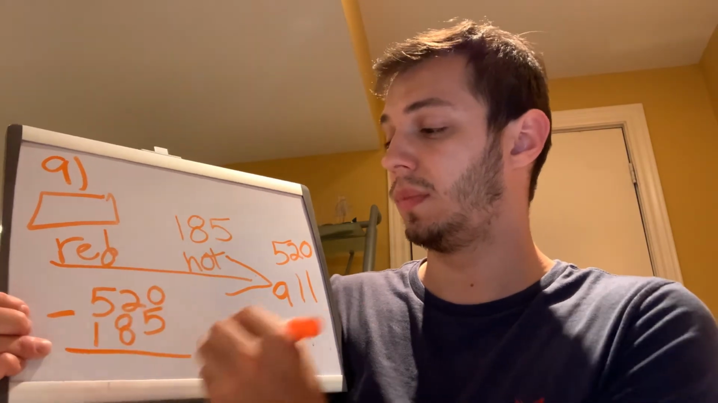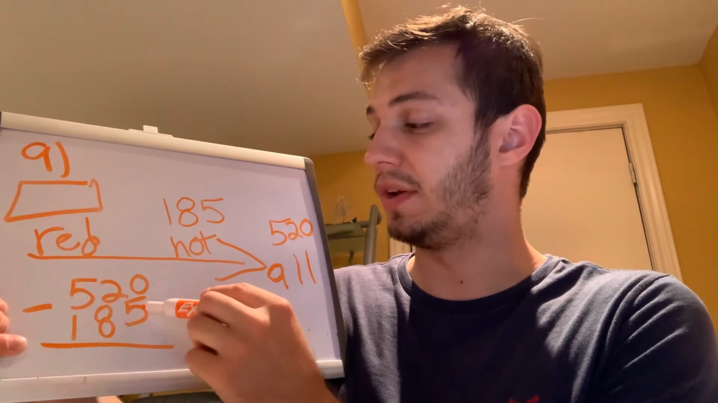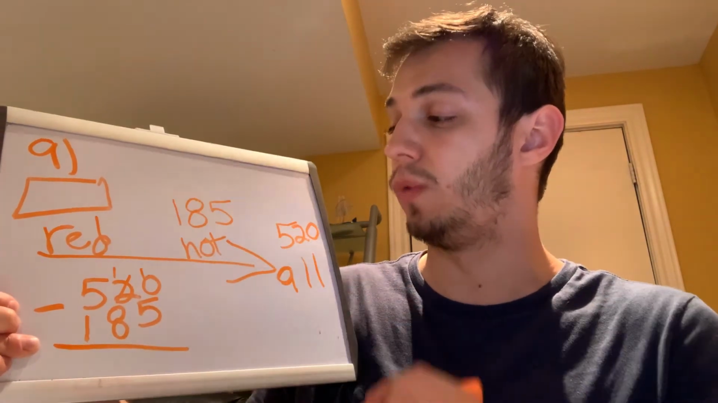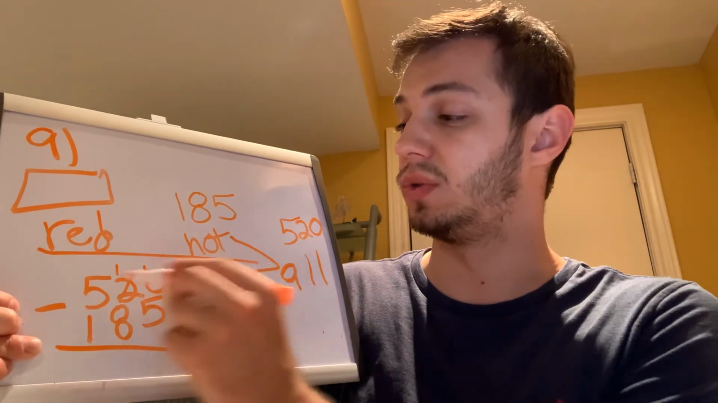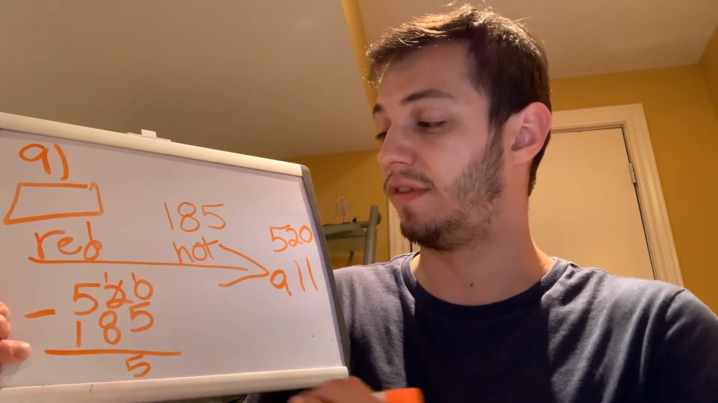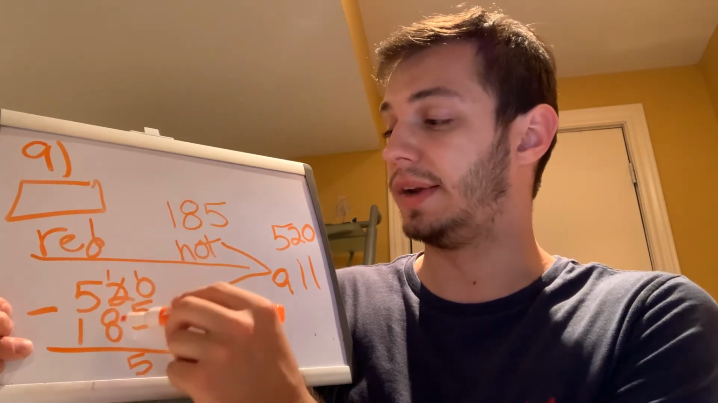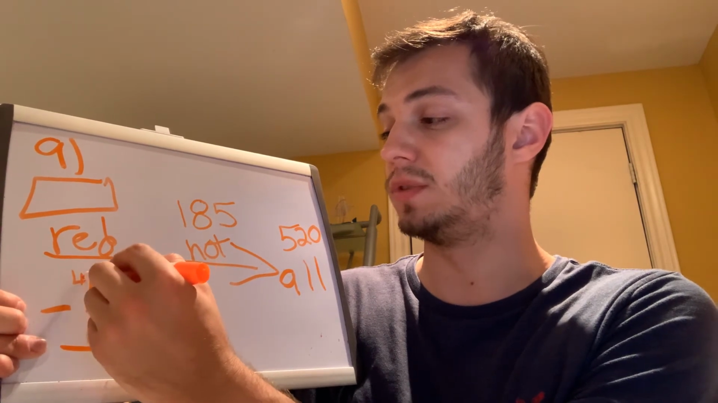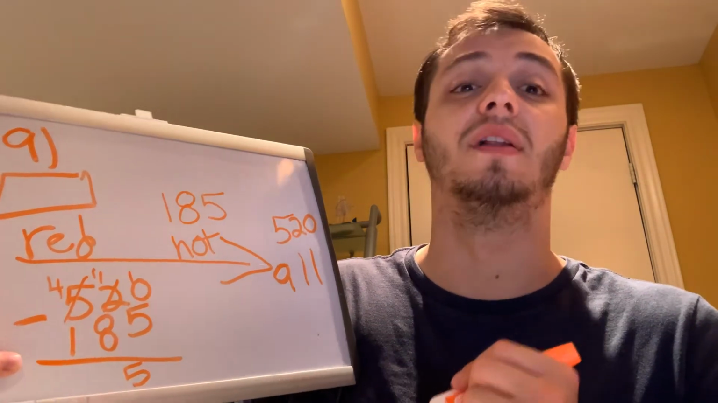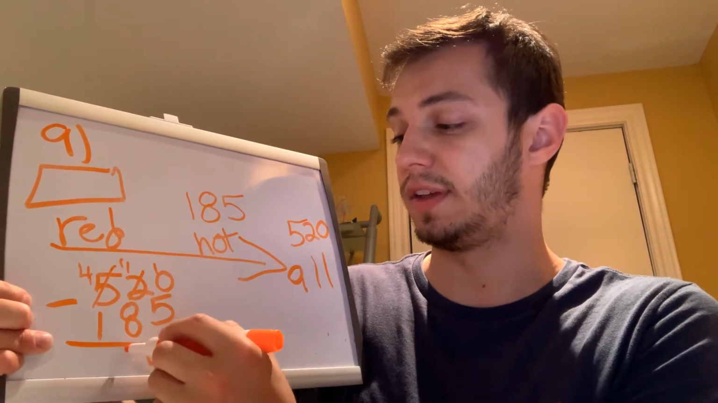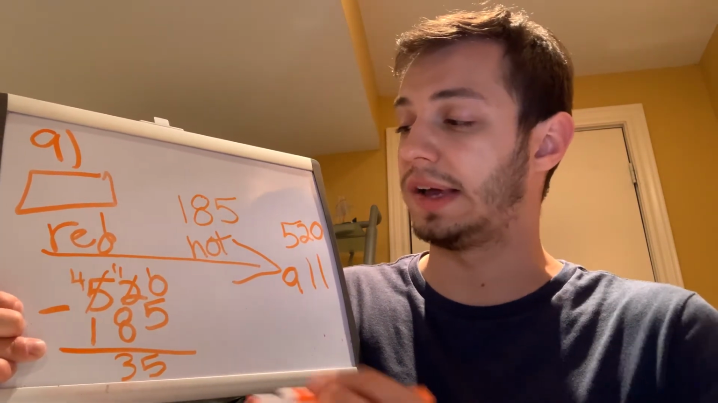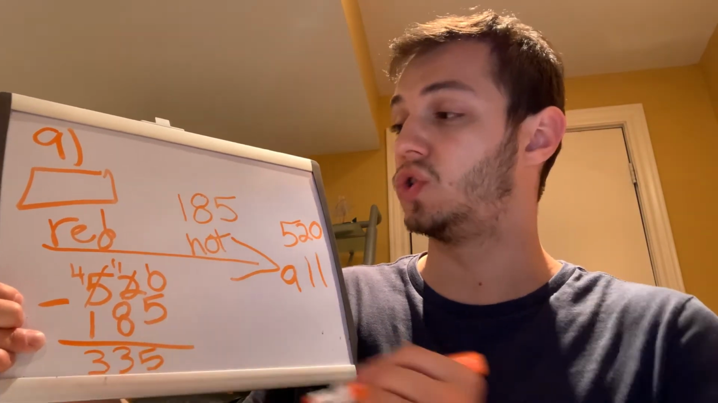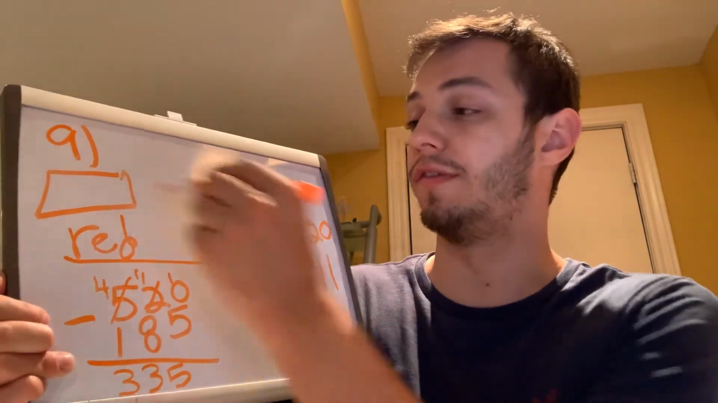right? So our first step, 0 minus 5, we can't do, so we have to borrow from the 2. The 2 will become a 1, and the 0 will become a 10. So 10 minus 5 gives us 5. Our next step is 1 minus 8. We can't solve, so I have to borrow from the 5, which becomes a 4, and then the 1 becomes an 11. 11 minus 8 gives us 3. And then our last step is 4 minus 1, which is 3. So our answer is 335.